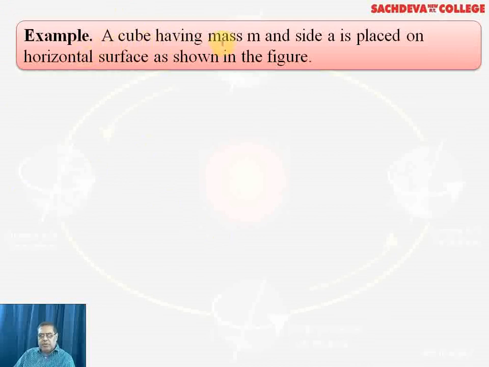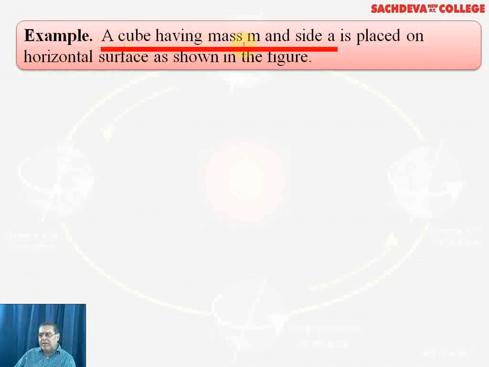There is a cube. When we use the term cube, we are referring to 12 edges, 6 faces, and all the faces are square faces. There will be 4 diagonals and 8 corners. That is the characterizing property of a cube.